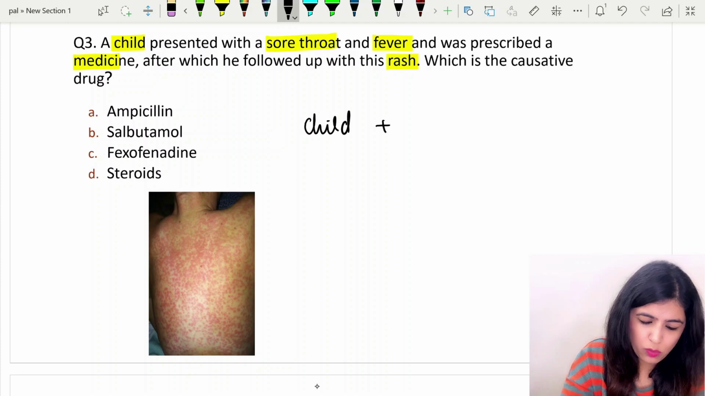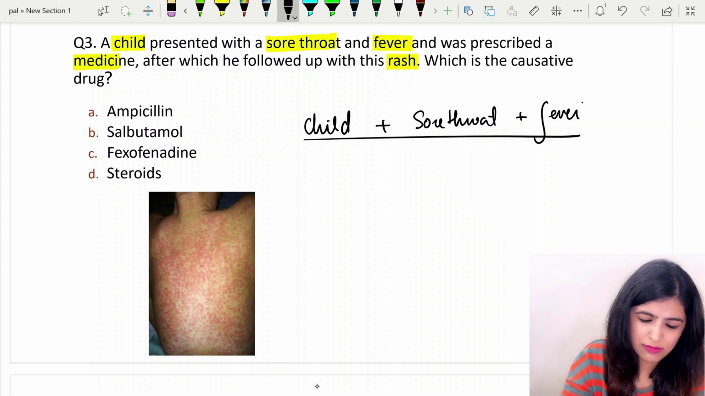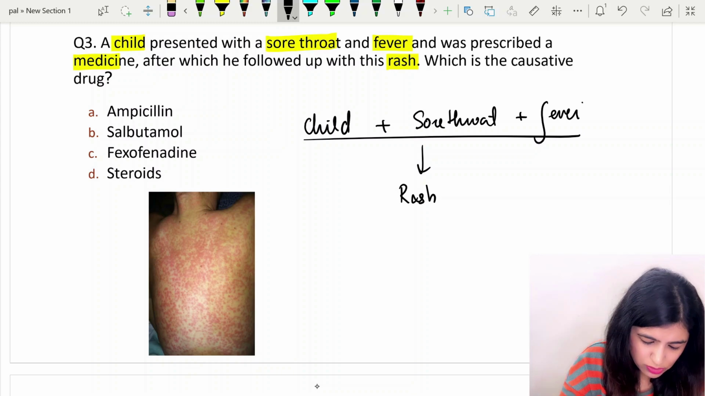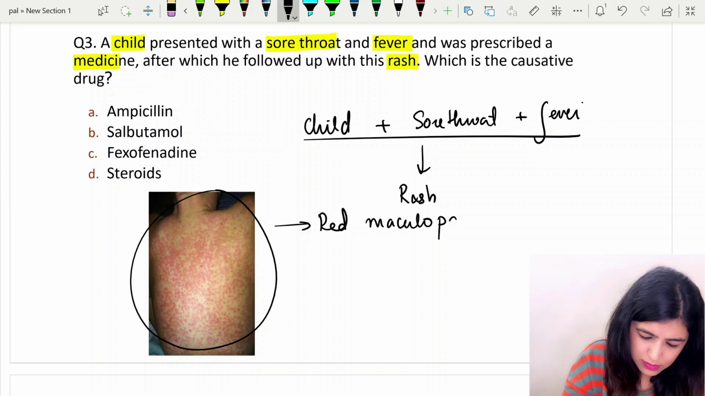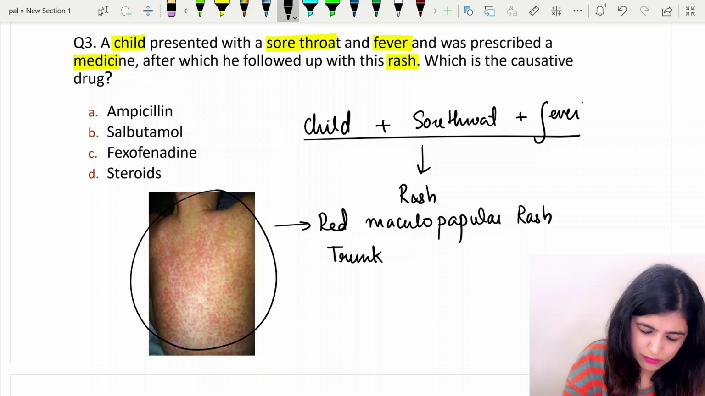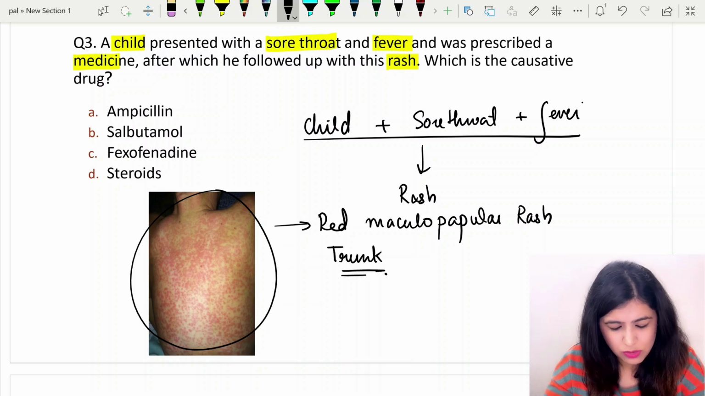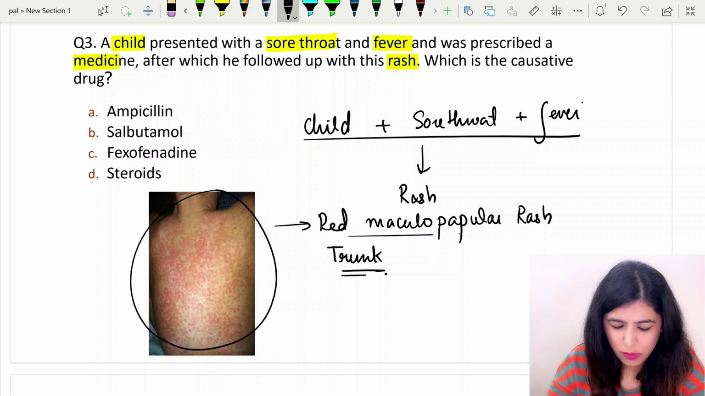Child with sore throat, with fever, given a drug which has led to a rash. When you look at this picture, what do you see? A red maculopapular rash on the trunk of this patient. Okay, so you see this red maculopapular rash on the trunk of this patient.